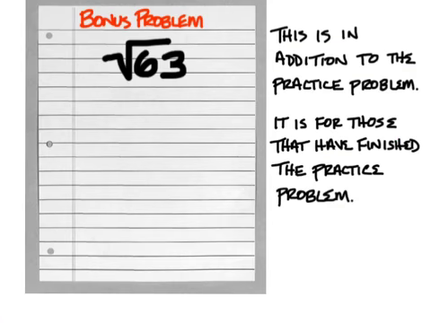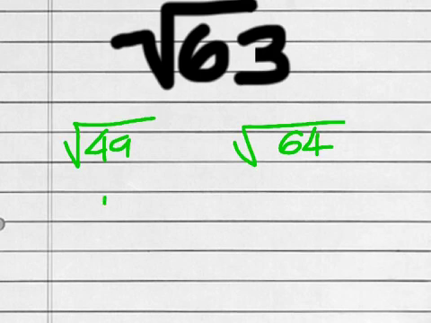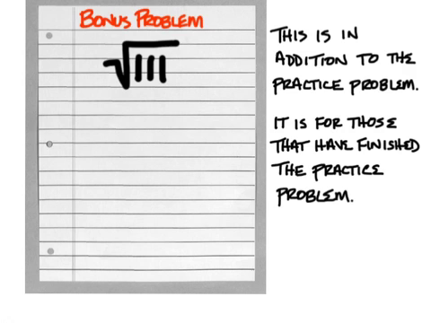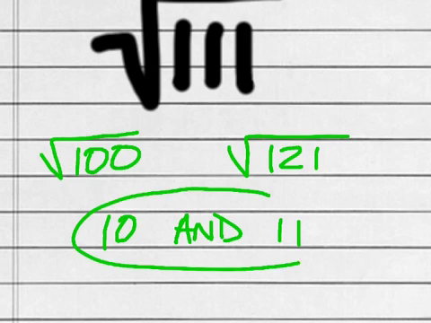Bonus problem. For the bonus problem, the solution is this. 63 falls between 49 and 64. The square root of each is 7 and 8. Another bonus problem. Solution for the bonus problem: 111 falls between 100 and 121. Their square roots are 10 and 11.